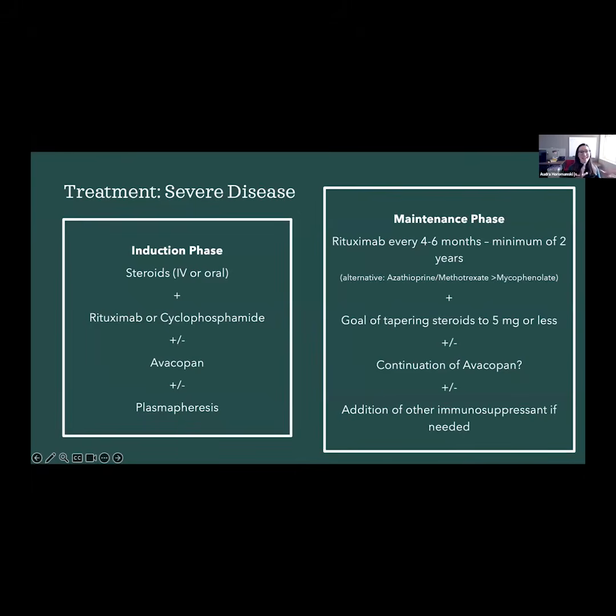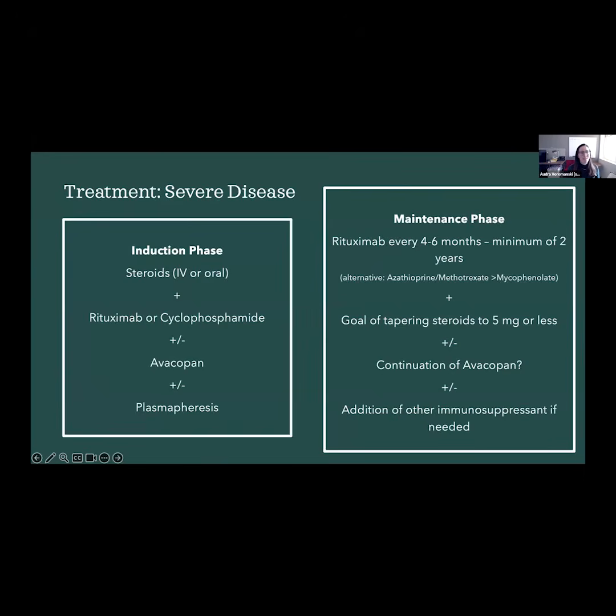Once we complete that induction phase, which is really that first 6 months of therapy, then we move into the maintenance phase. The current medication that's preferred for the maintenance phase is actually rituximab. It's the same medication that we use for induction. Rituximab is typically given by 1 infusion instead of 2 infusions, 1 infusion every 4 to 6 months, usually for a minimum of 2 years.